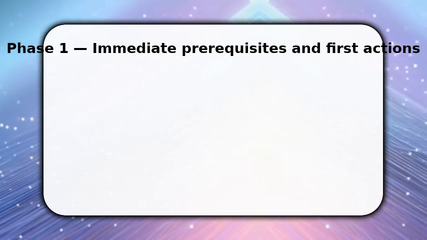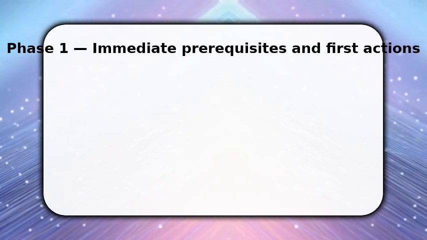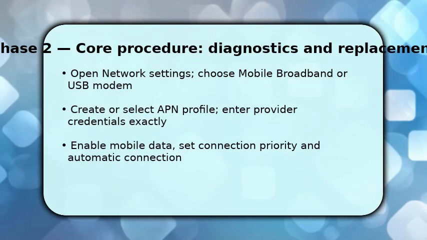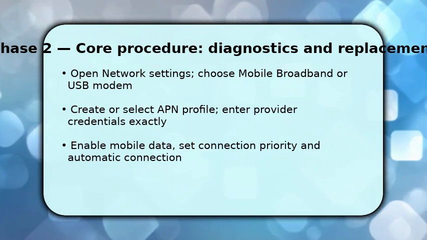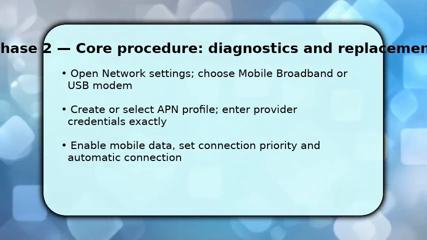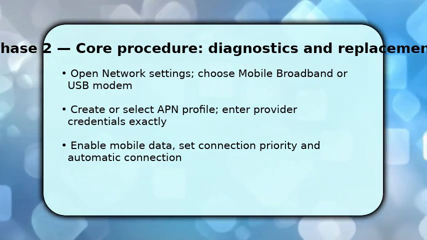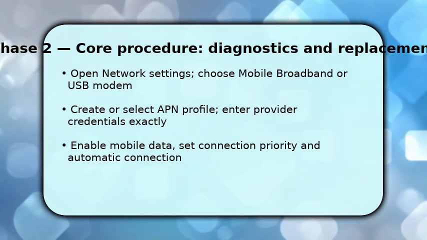Don't skip checking carrier settings. Once done inserting the SIM, open your laptop's network settings and choose mobile broadband or the USB modem interface. This is where you make the link. Create a new APN profile if none exists and type the provider's APN, username, and password exactly. Small typos break the link.